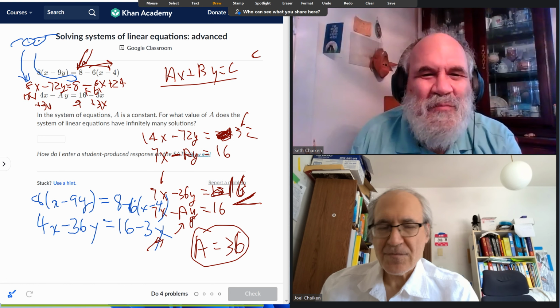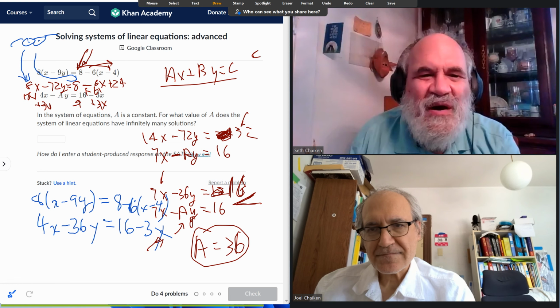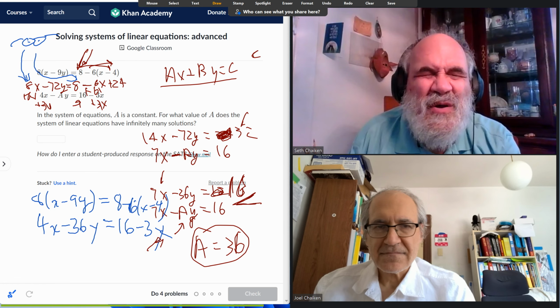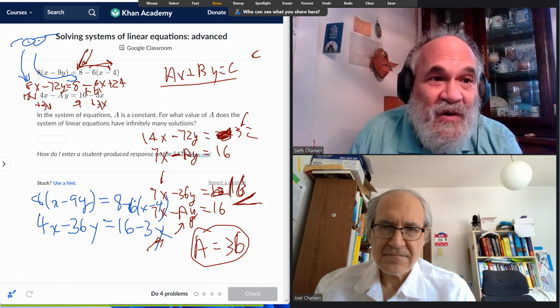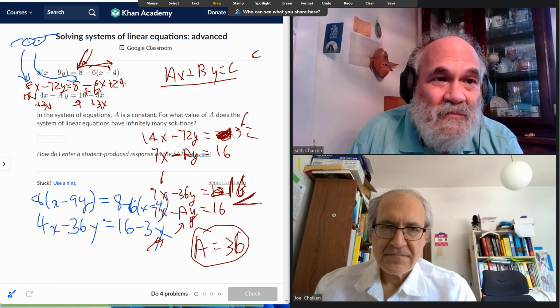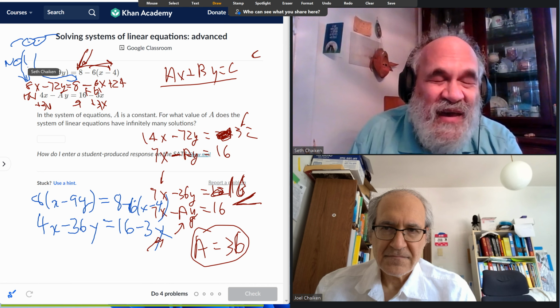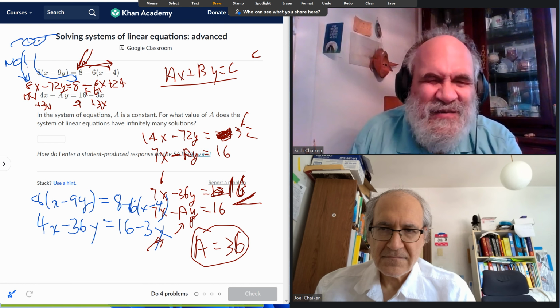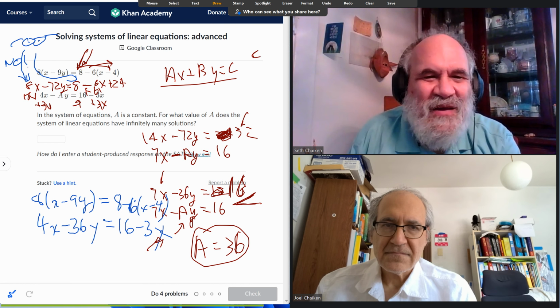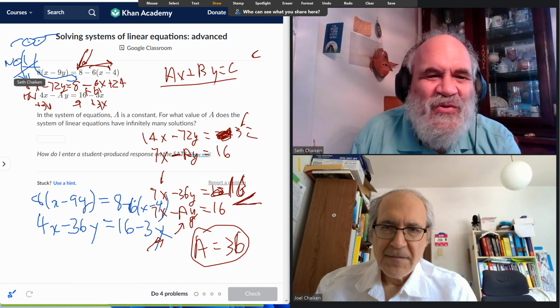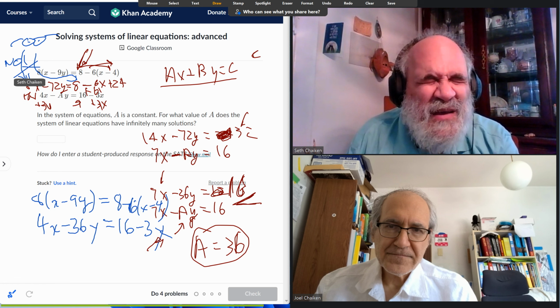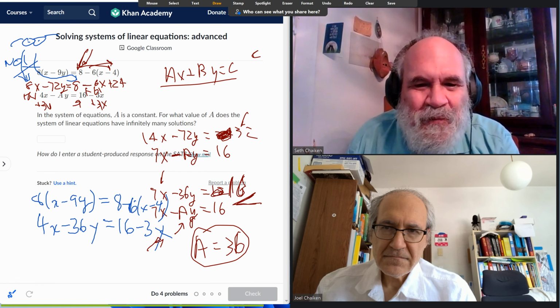I believed it was 24 because I mistakenly saw this 8x as an 8, and I canceled the 8 here with the 8 here, leaving a constant in the equation of 24 on the right, which was wrong. But 8 and 24 is 32.